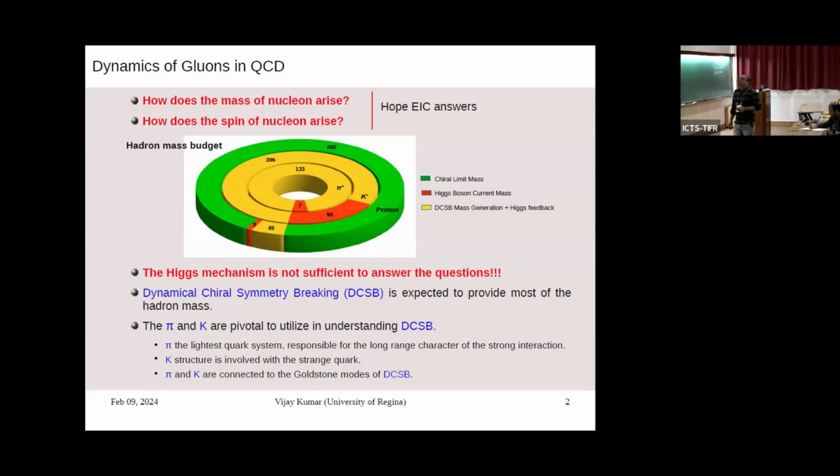So to understand the DCSB, pions and kaons are very interesting mesons to utilize in this study. As we know, the pion is the lightest quark system, responsible for the long range character of the strong interaction. And the kaon's structure involves strange quarks. And both the pion and kaon are connected to the Goldstone mode of the DCSB.